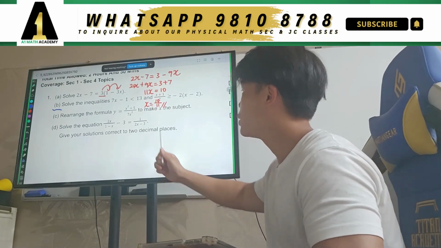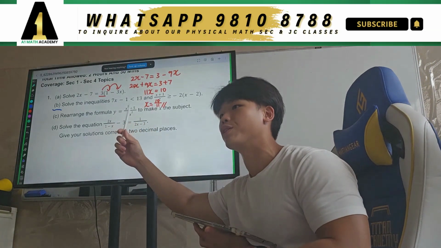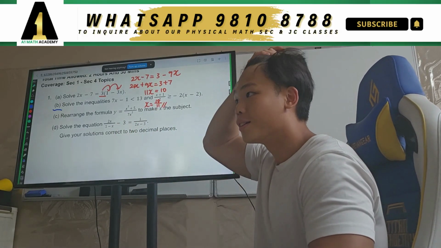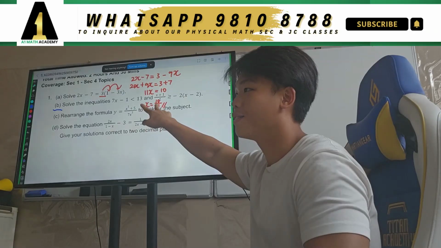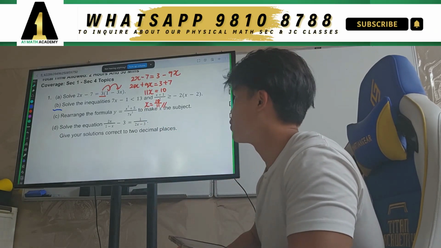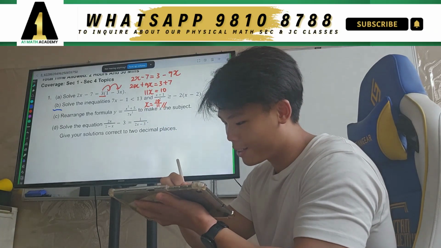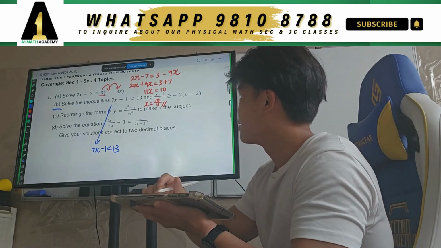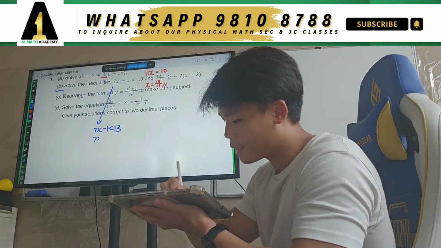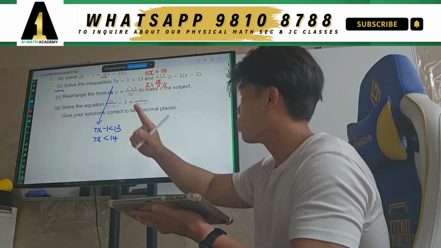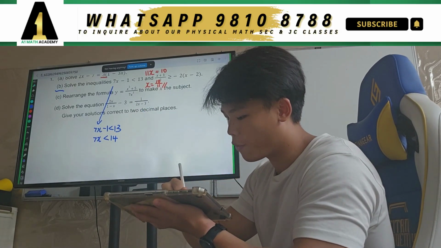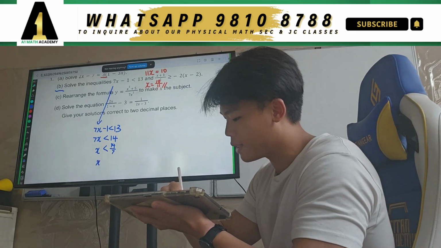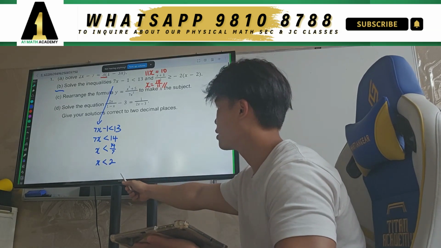Come, 1b. This one is like the question we did last week, right? The inequality one. Two inequalities, then how to solve? You solve separately, then you combine the answer, right? So if you solve the first one, what do you get? So let's say the first one, you have 7x minus 1 is lesser than 13. So you get 7x is lesser than 14, right? Because you bring the 1 to the other side, right? Then you end up with x is lesser than 14 over 7, which is x is lesser than 2. Right, so this is the first one.